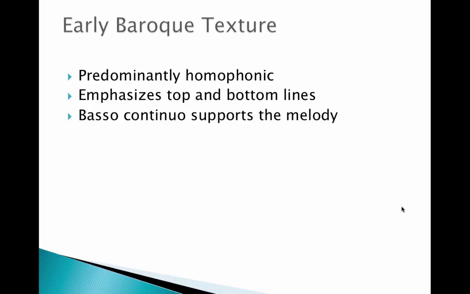Early Baroque texture is predominantly homophonic because we have this strong underpinning of the bass line and then this melody that is active and using sequences and so forth. And so the basso continuo is supporting the melody, and then the other parts might fill in the middle and harmonize with that melody. So Baroque texture in the early part of the Baroque era is mostly homophonic texture.